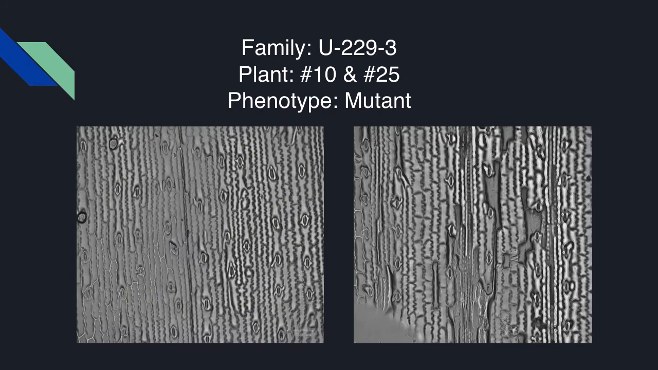These pictures are from the same family U2293, number 10 on the left and number 25 on the right. However, as you can see compared to the previous slide, many of the guard mother cells and the subsidiary cells are abnormal and misshapen and do not look like the wild types in the previous slide. We have phenotyped these plants as mutant maize plants.